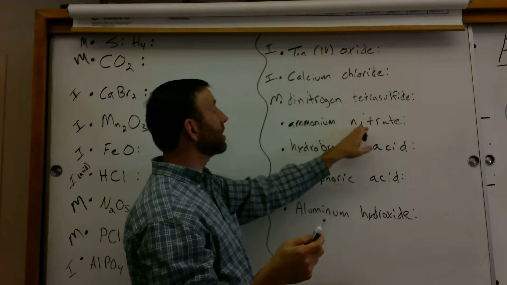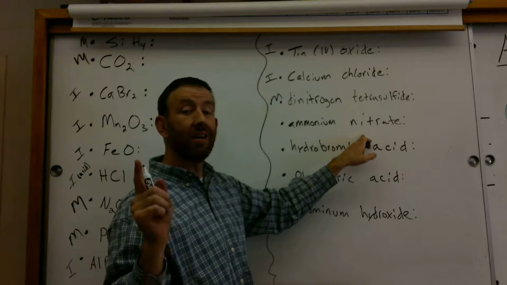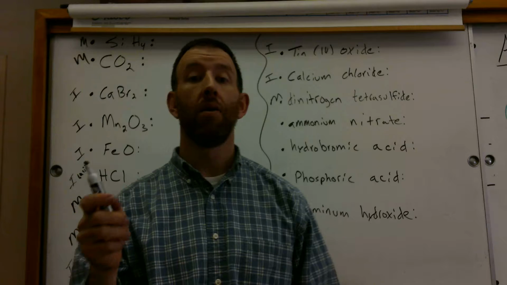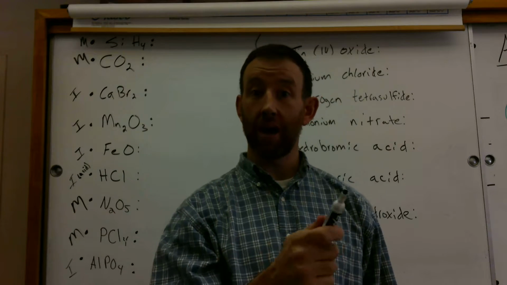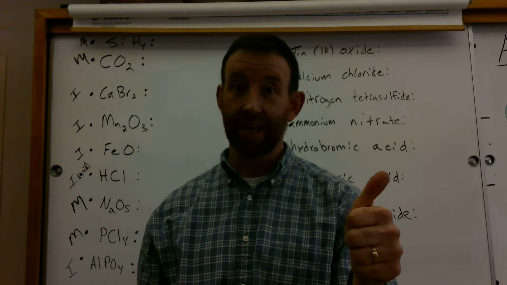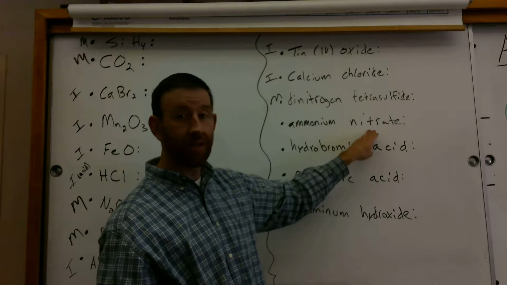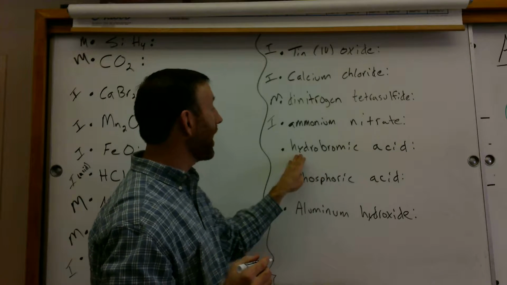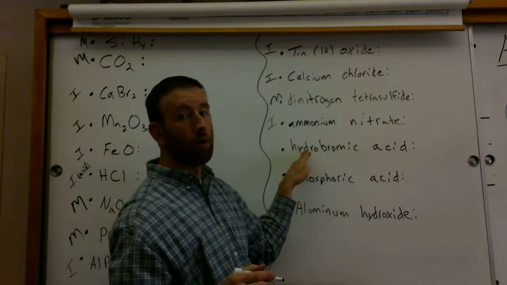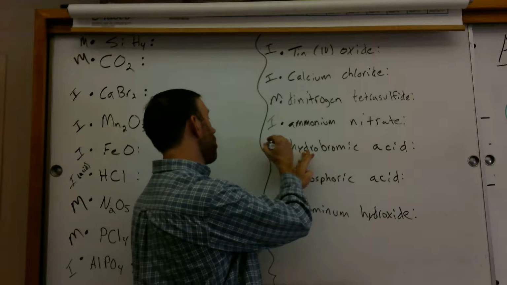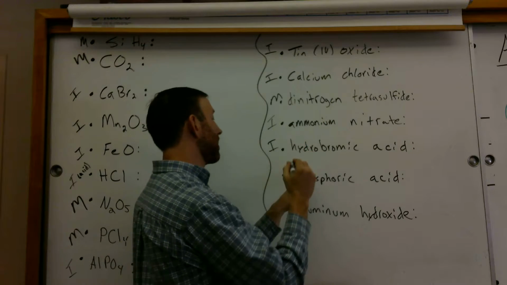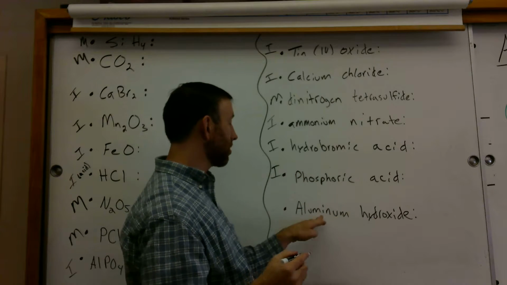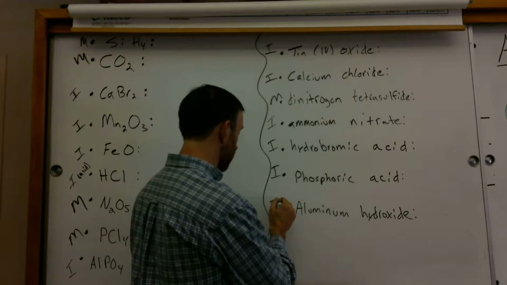Molecular. Ammonium nitrate. Now, ammonium and nitrate, neither of those are metals, okay, but they are both polyatomic ions. I put this one up there on purpose to catch that. Ammonium nitrate, two polyatomic ions, that is an ionic bond. Hydrobromic acid, right? Whenever it's an acid, we know hydrogen is a cation, it's ionic. Phosphoric acid, ionic. Aluminum hydroxide, which is metal, ionic.